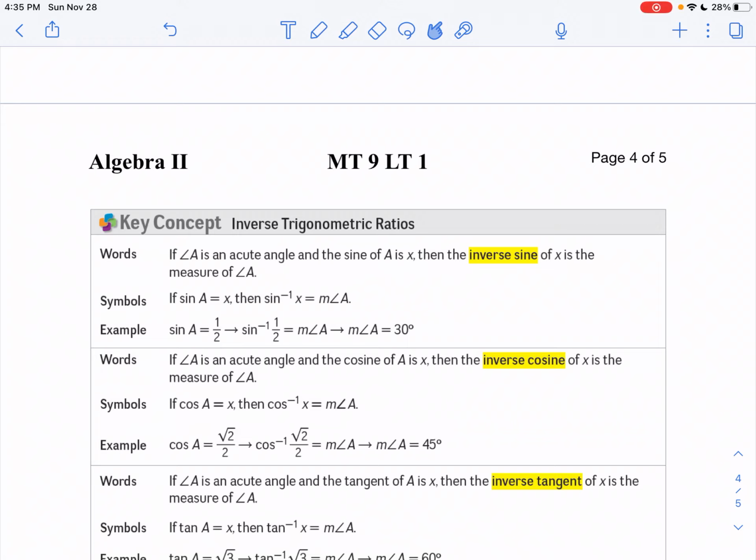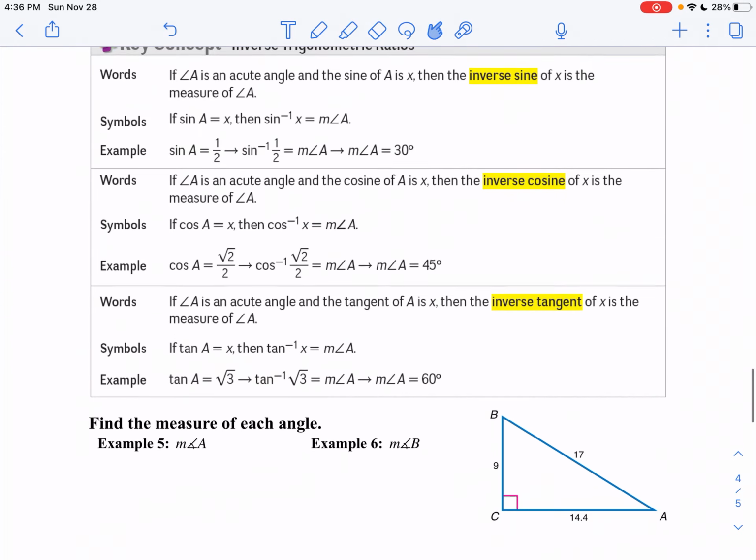Next, if we know the side lengths and we want to find the angle, then we're going to use our inverse functions. The inverse functions will help us find the angle. For example, if my sine is a half, if I take the inverse sine of 1/2, I'm going to get 30 degrees. So you just press that button on your calculator for inverse. It might say arc sine in your calculator, or most calculators say inverse sine, sine to the -1.